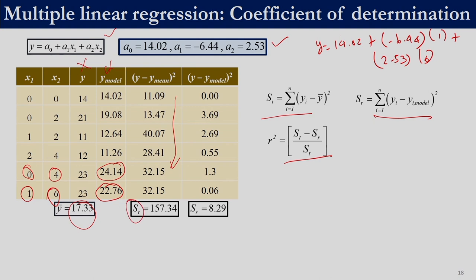Similarly, we can calculate SR for the model. Here, since we are showing you only two decimals, you do not see a value over here, but there is a difference over here, 14 minus 14.02, the whole square, 21 minus 19.08, the whole square, and similarly, so this happens to be 8.29. So here itself we can say, if we had considered the model to be nothing but the mean, this is the error, and over here if we consider the model with these coefficients, then this is the residual error. So we can calculate r square over here. If we plug in these ST and SR values, we get an r square of 0.95.